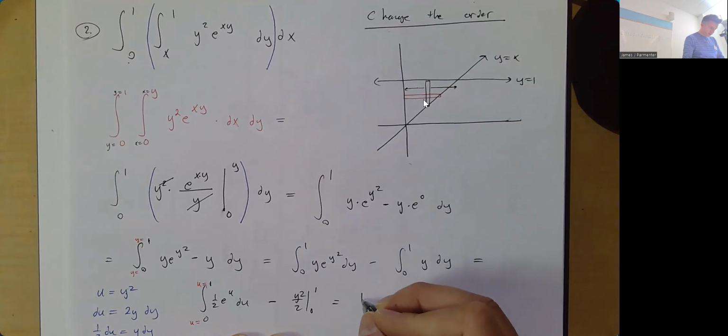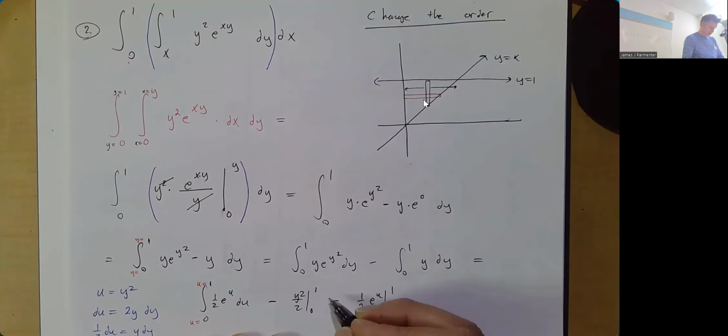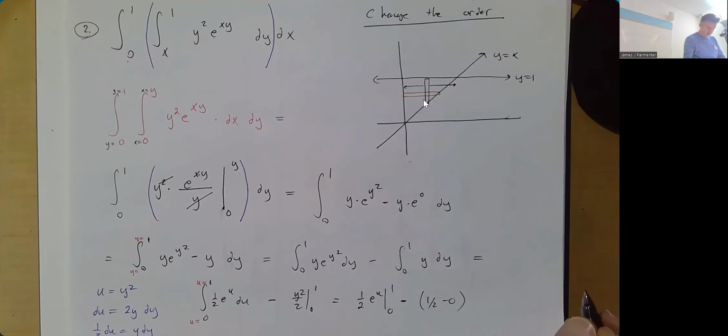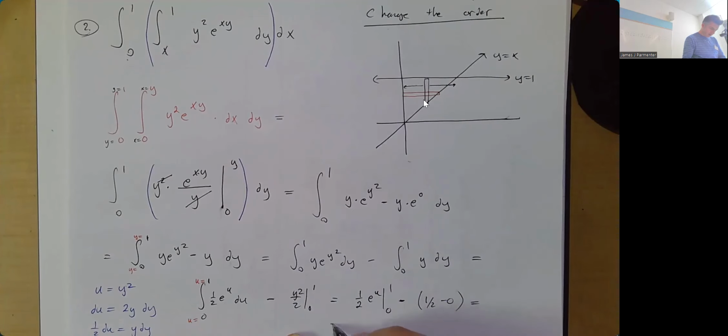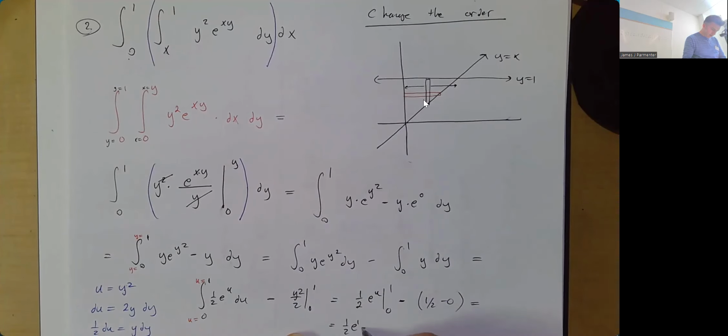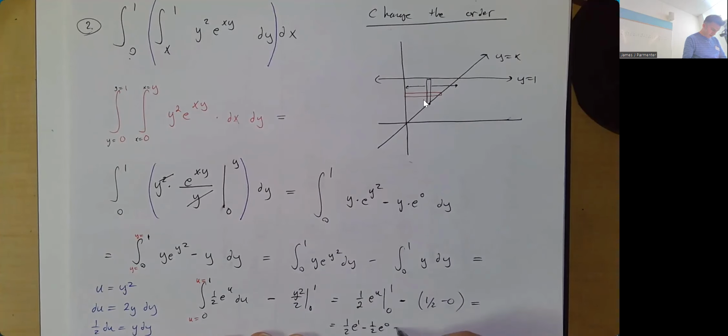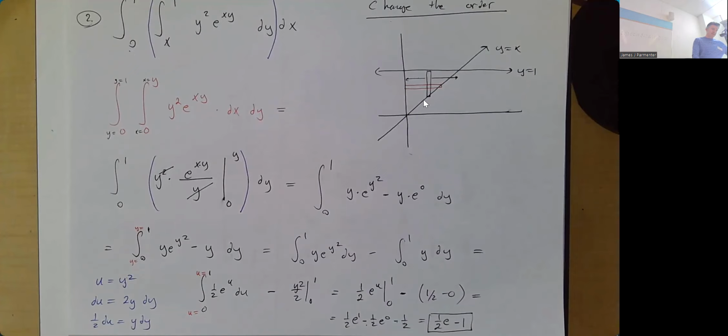Integrating this, we get 1/2 e to the u from 0 to 1 minus, plugging in the limits of integration here, we get 1/2 minus 0. Finally, plugging in here, we get 1/2 e to the 1 minus 1/2 e to the 0 minus 1/2. 1/2 e to the 0 is just 1/2, so we end up getting 1/2 e minus 1/2 minus 1/2 is minus 1. Which is very slightly positive. Not that we really take a good look at that, but it is.